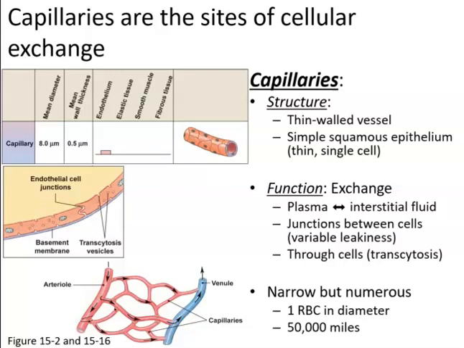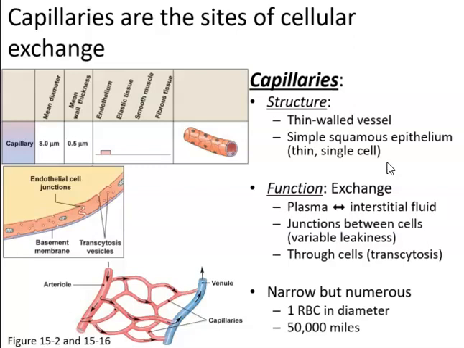Now we're going to talk about capillaries. Capillaries are the sites of cellular exchange. And we can see that the structure of capillaries, they're made up of a simple squamous epithelium, which is very advantageous for exchange. So they are a thin-walled vessel made up of a simple squamous epithelium, again a thin single-cell layer. Function of the capillaries is for exchange, so exchange between the plasma and the interstitial fluids.